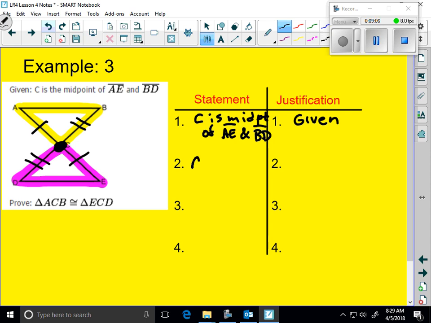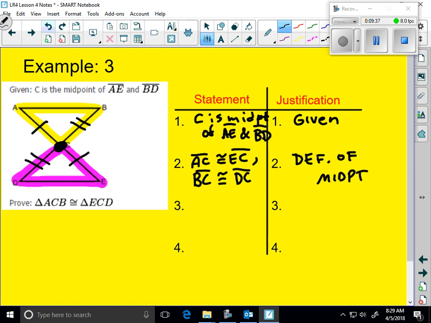Now we've determined that AC is congruent to EC. I'm going to do on this slide what I told you I was skipping on the last one, but I'm going to put two statements here. BC is congruent to what? DC. Very good. Okay. Now, both of those are true based on the definition of what? Definition of midpoint.